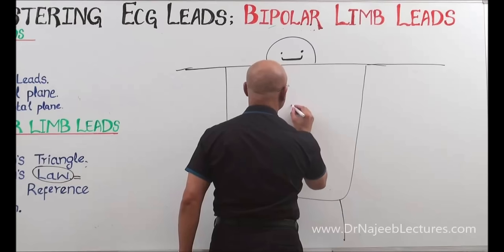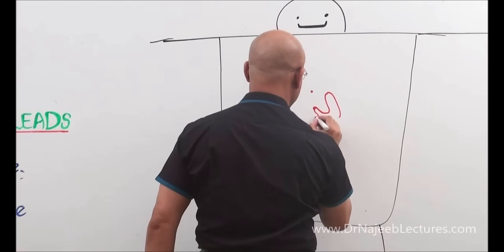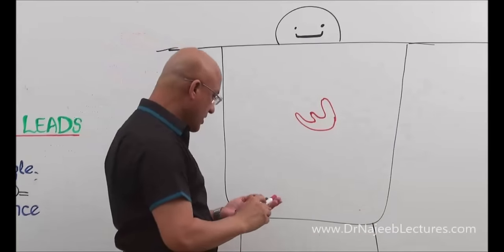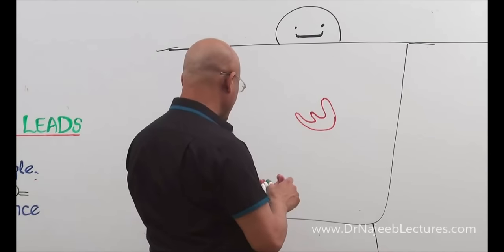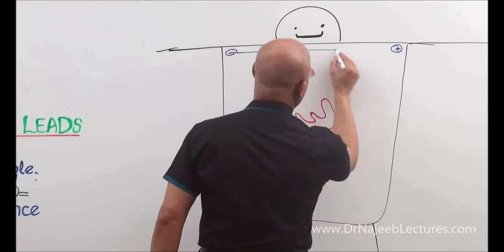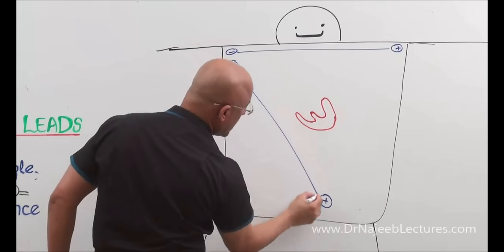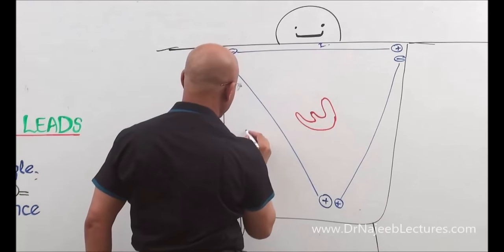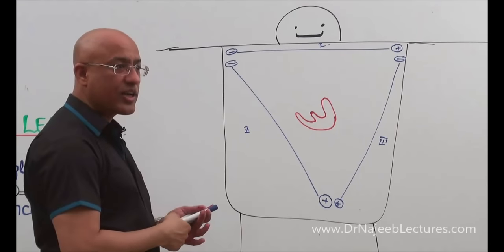Here is, suppose, we are putting the heart in the center of the chest, hypothetically, right? And what do you know about Einthoven's triangle? I will make the Einthoven's triangle. Minus, positive: what is this? Lead number 1. Minus and positive: it's lead number 2. Minus, negative and positive: lead number 3. And what is this? Einthoven's triangle. Now we have to see how the leads are in reference to each other.